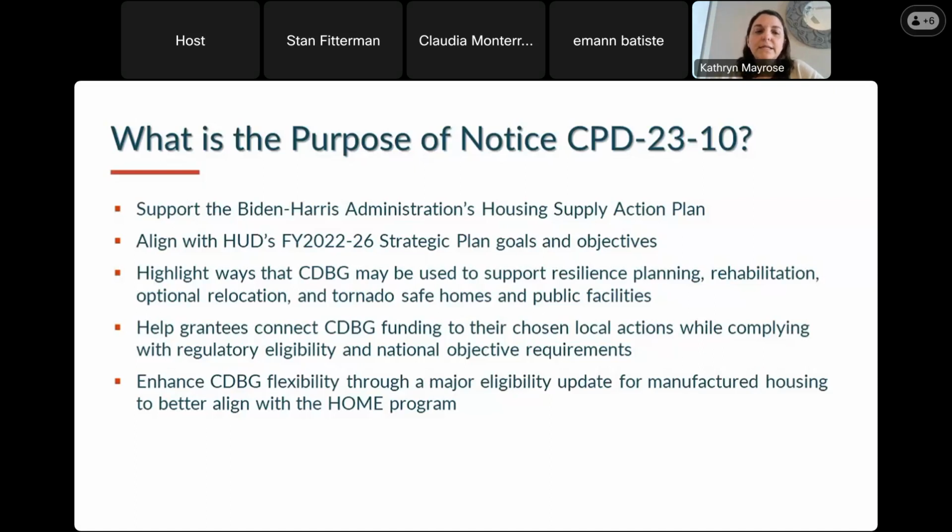is that this notice does provide a regulatory update that enhances the flexibility to use CDBG funds for manufactured housing that better align with the HOME program. So we are going to take a closer look at that.